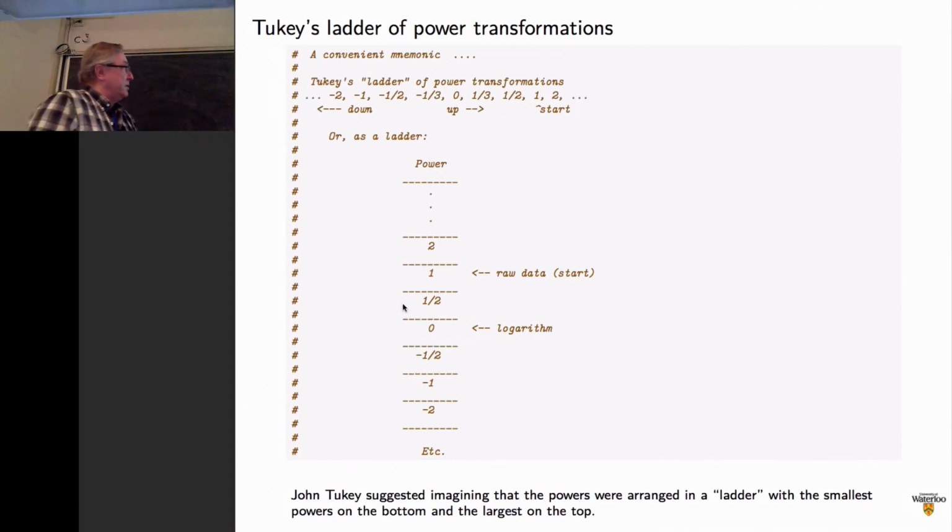So John Tukey suggested that you think of this as if we've got a ladder of transformations. We've got all these powers arranged in a ladder where the lowest values are at the bottom rungs of the ladder and the higher values are at the higher rungs of the ladder. So the raw data begins at 1 and you can move up and down this ladder. This is sometimes called Tukey's ladder of power transformations.